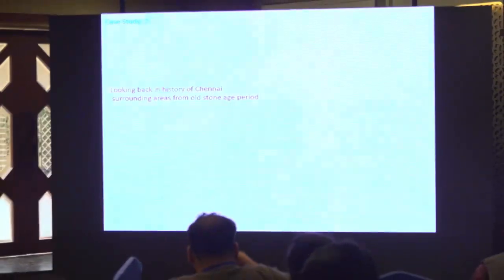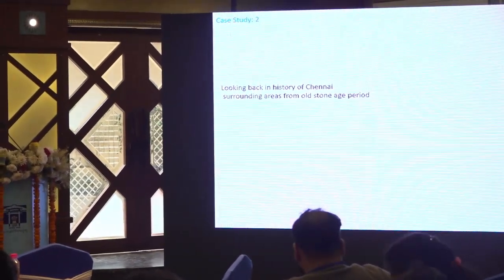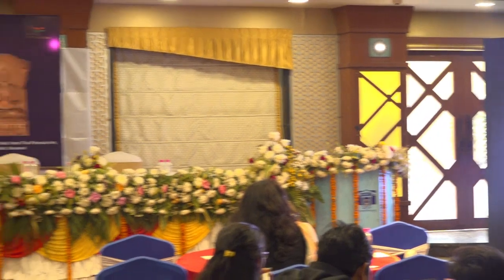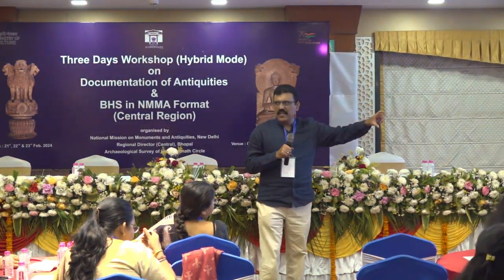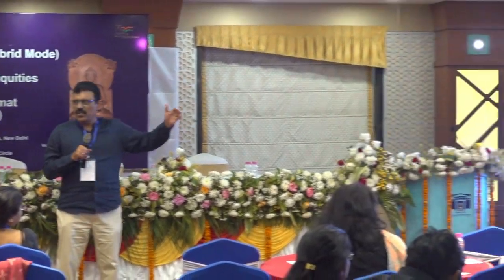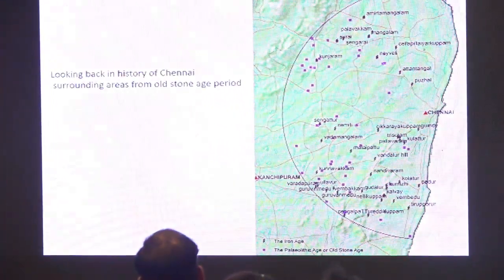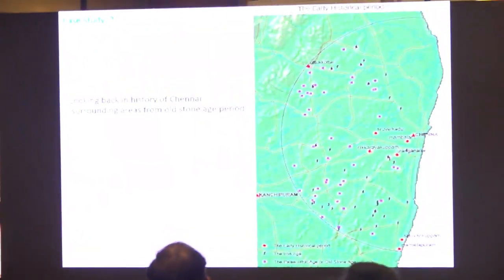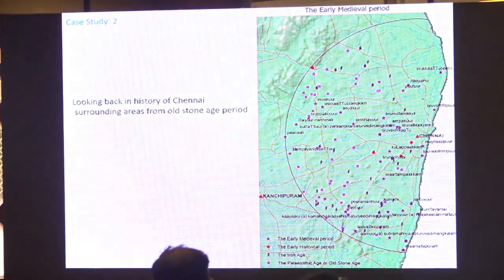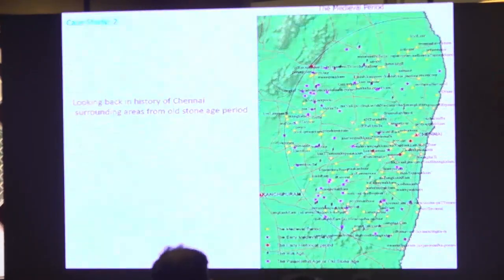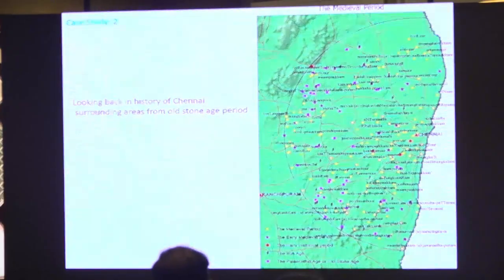Next one. Then once the database is ready, I wanted to see how Chennai fits, the Chennai surroundings. I took a 60-meter buffer zone. Next slide. Around Chennai city, from the Stone Age, the Paleolithic stage, this is how the sites are falling. Next. This is the Iron Age sites. Next, I overlaid all of these. Next, the early historic, then the early medieval period, then lastly the medieval period. Previous slide. Now we put it together.